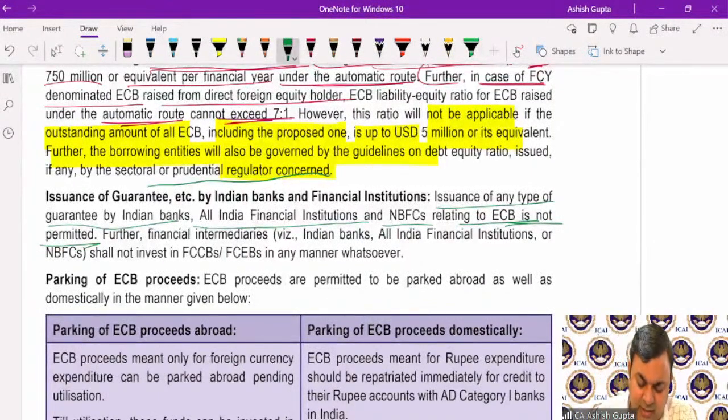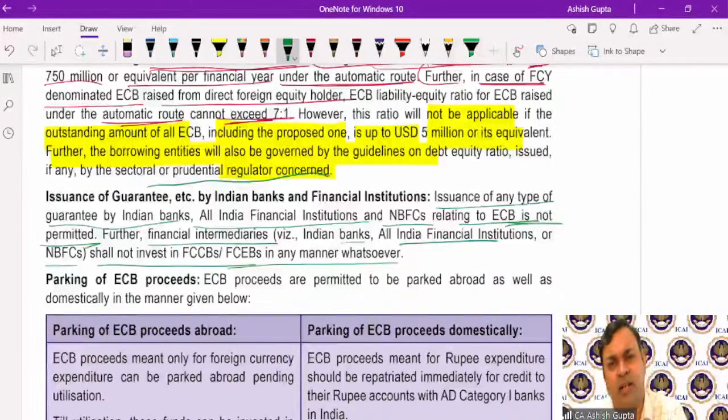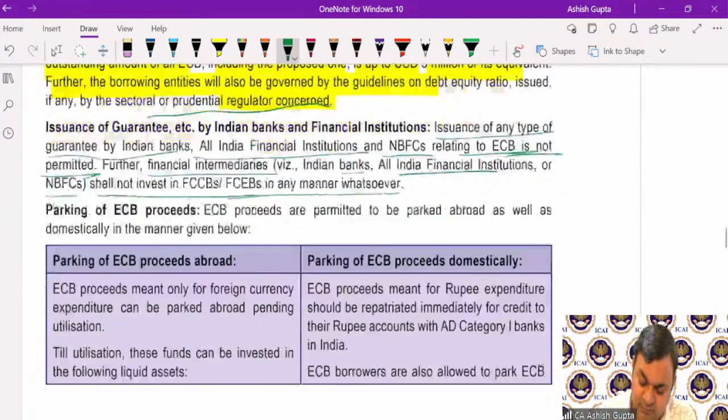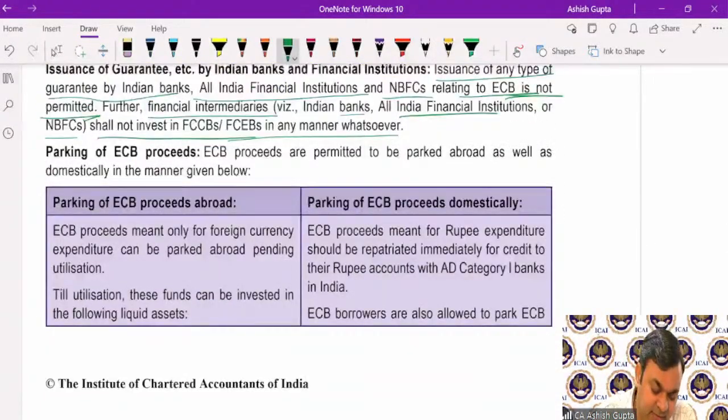Further, financial intermediaries like Indian banks, all India financial institutions, and NBFCs shall not invest in FCEB and FCCB in whatsoever manner it is issued. Okay, so they cannot provide any kind of guarantee. In fact, they cannot invest also in FCCBs and FCEBs. Now, that is an important point.